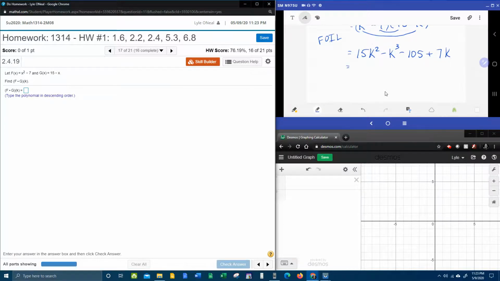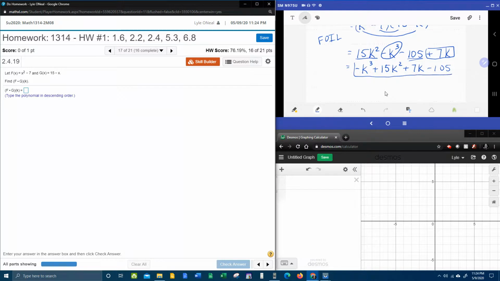Okay, now we're going to rewrite this problem in descending order, and we're going to combine like terms if we have any. The biggest exponent is k to the third. There are no other k to the thirds, so he comes down, and then he's done. Next, we have 15k squared. That is a positive 15k squared, no other k squareds, he's done. Okay, next, plus 7k. And then last but not least, we have the constant, negative 105.